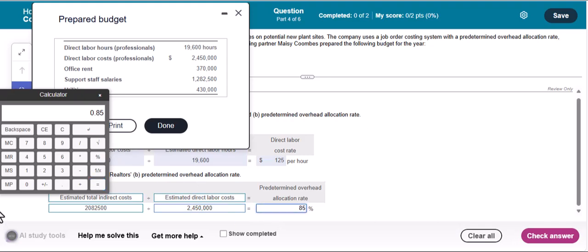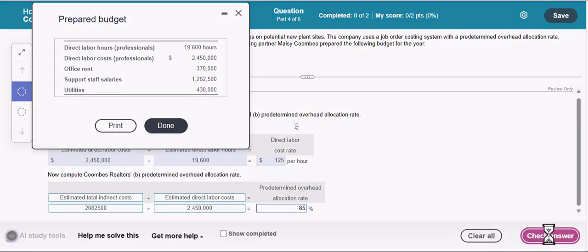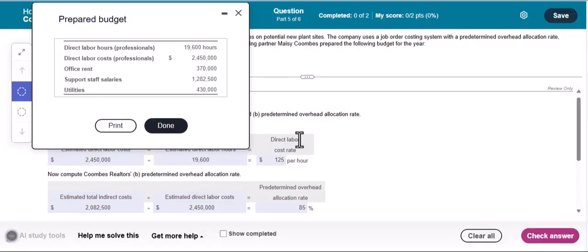And again, I had that as a decimal, but you can go ahead and turn this into a percentage by multiplying by 100. So again, 85% is the predetermined overhead allocation rate here for Part B. So what this 85% represents is how much per dollar of direct labor costs we will assign these indirect costs of office rent, support staff salaries, and utilities. Let's go ahead and check our answer. Well done.